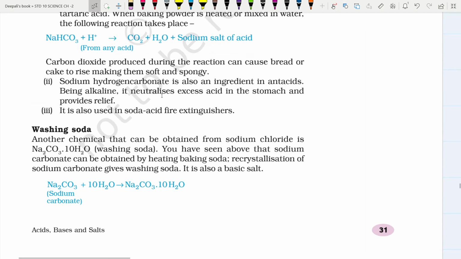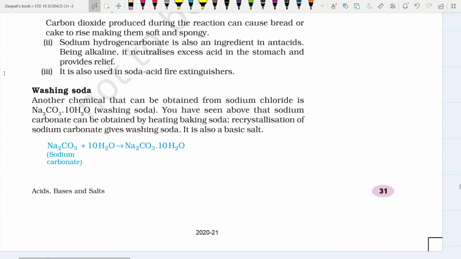Sodium hydrogen carbonate is also an ingredient in antacids. Being alkaline, it neutralizes excess acid in the stomach and provides relief. It is also used in soda acid fire extinguishers. So that is the use of baking soda. Now let us see washing soda.